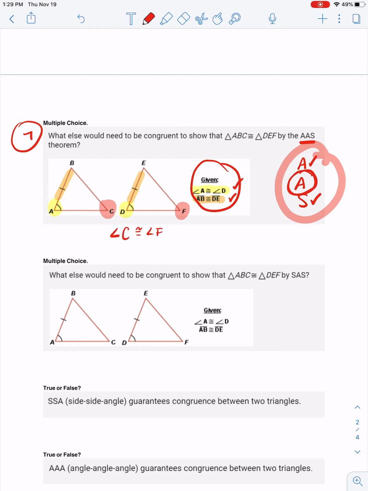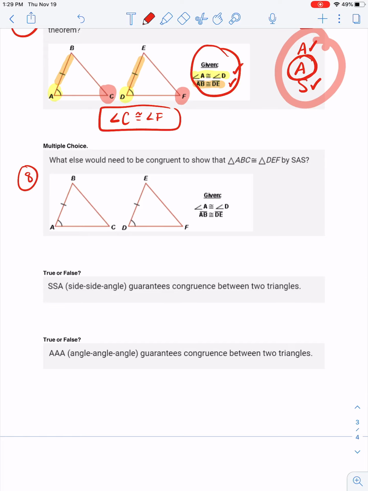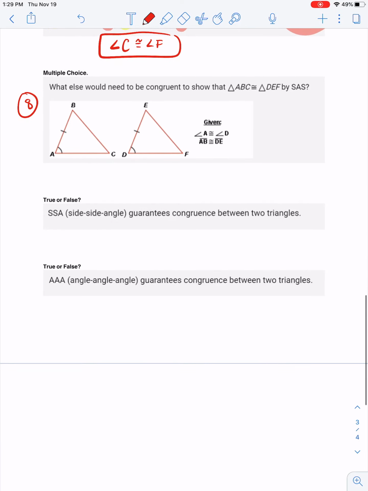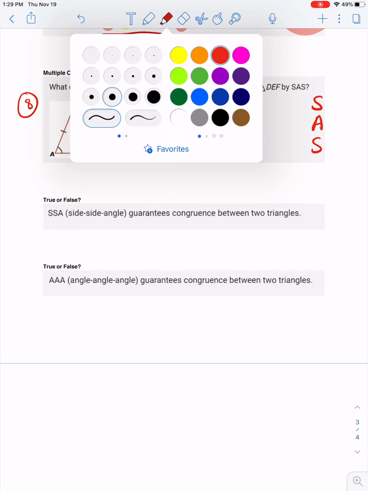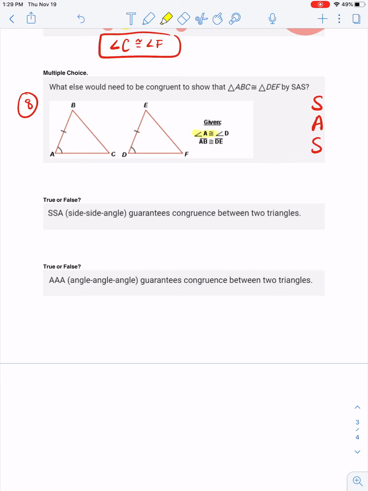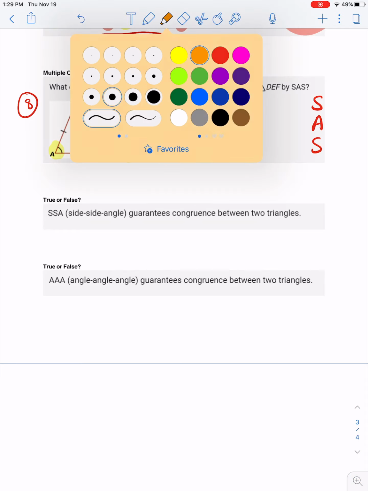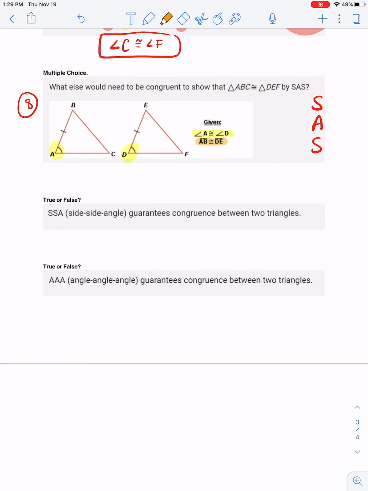All right. Number 8 then here. This will be our last one of these. What else would need to be congruent to show that triangle ABC is congruent to triangle DEF, this time by side, angle, side. So again, I'm going to write over here, side, angle, side. I'm going to highlight and look at what they gave me. So angle A is congruent to angle D. Okay. I also have side AB is congruent to side DE.